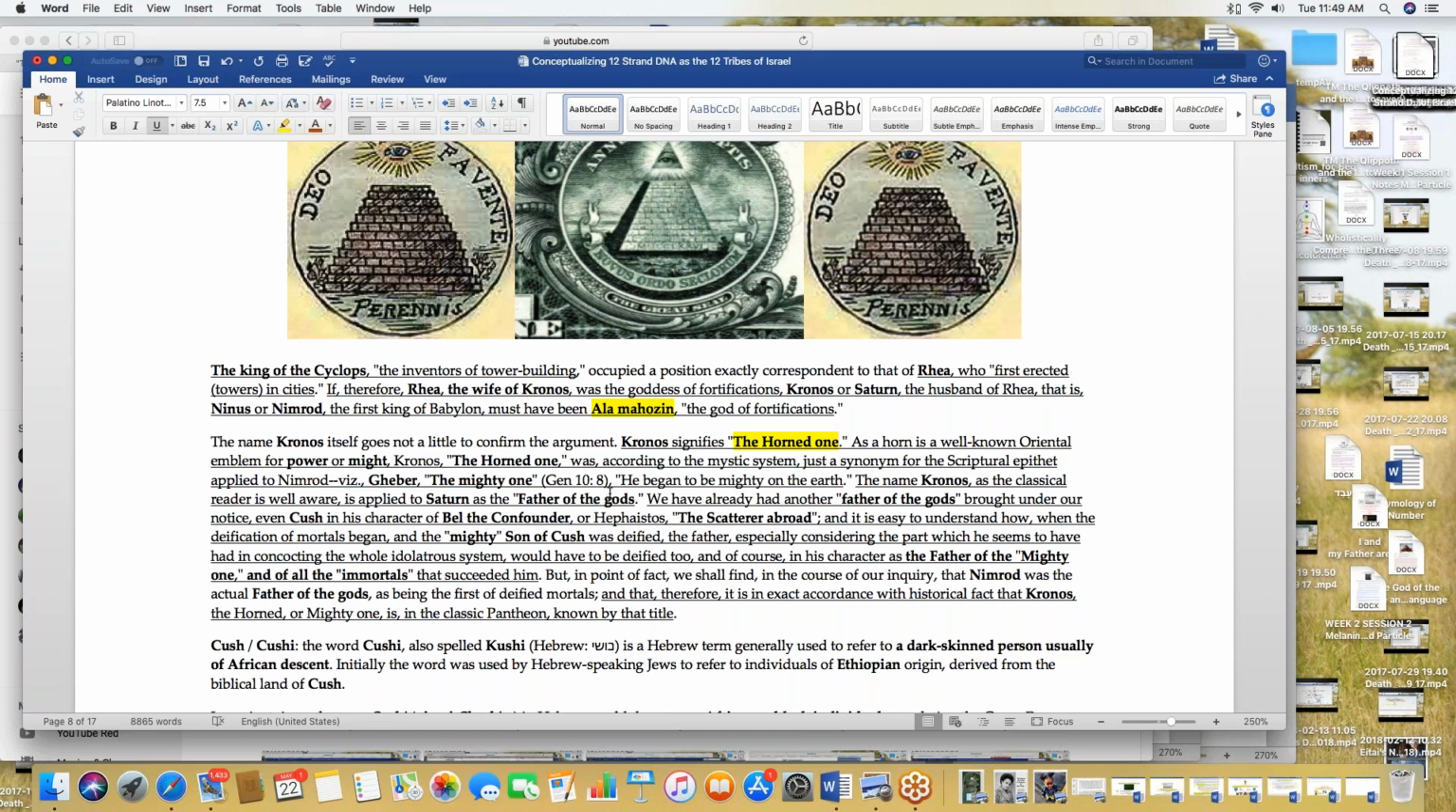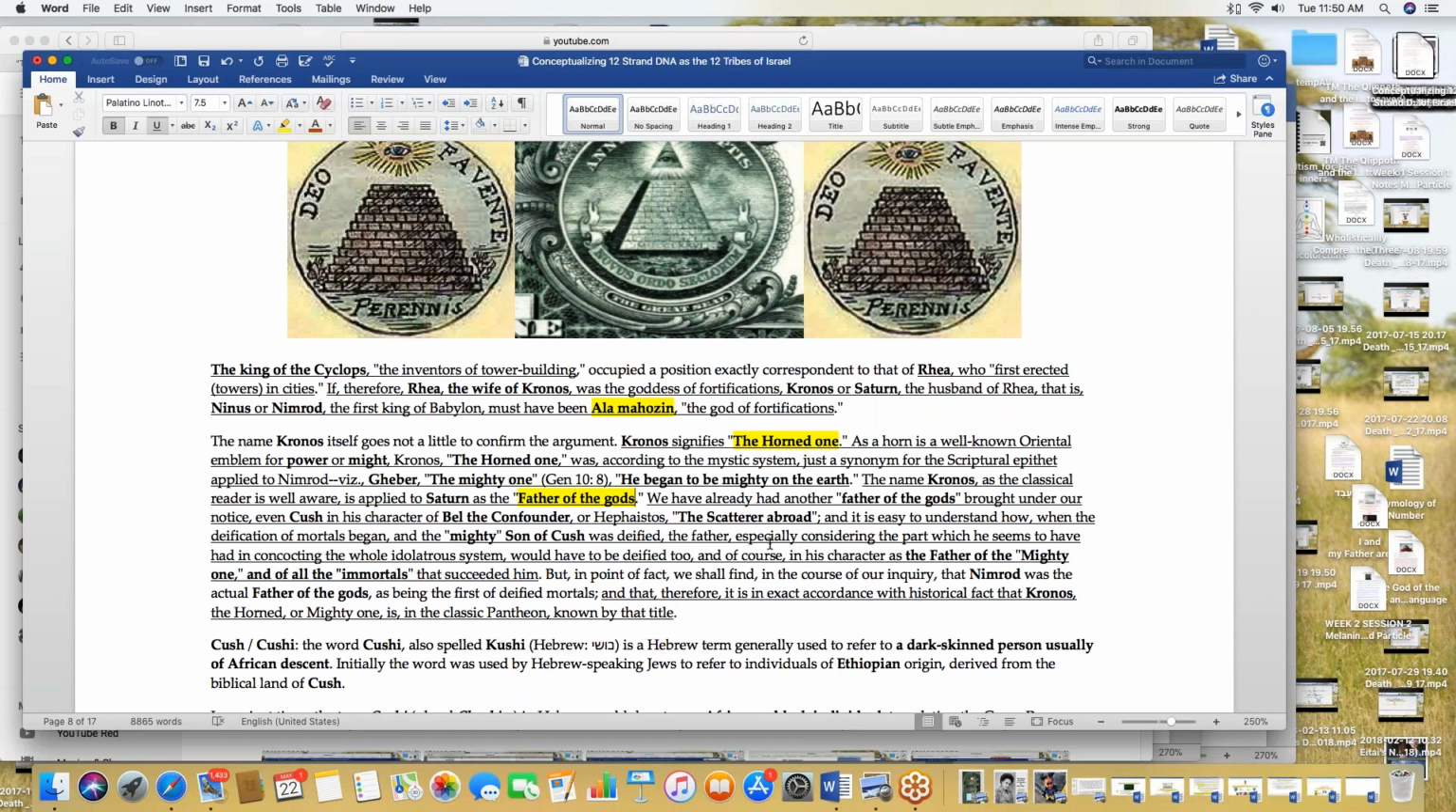Genesis again, 10:8. He began to be mighty on the earth. The name Chronos, as the classical reader is well aware, is applied to Saturn, the father of the gods. This is going to lead us to the word Titan, or Teton, which is going to again lead us back to the original indigenous people of the Americas.